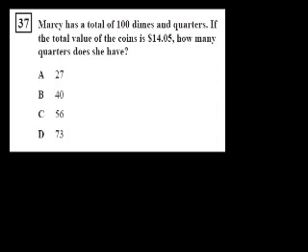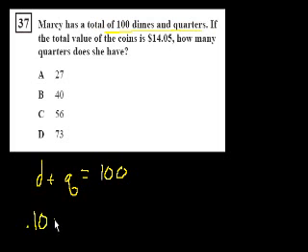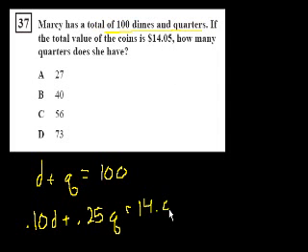All right, so let's say that D is the number of dimes and Q is the number of quarters. So if you take the number of dimes plus the number of quarters, she has 100 coins, right? That's this piece of information right there. And then the total value of the coins, well, it's going to be 0.10 times the number of dimes plus 0.25 times the number of quarters. And they tell us that that is equal to $14.05. And that's this piece of information. The total value of the coins is $14.05. And they say, well, how many quarters does she have? So we just have to solve for Q.